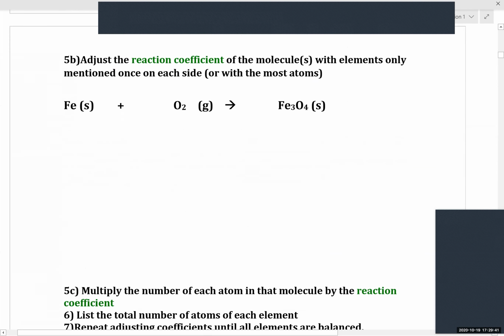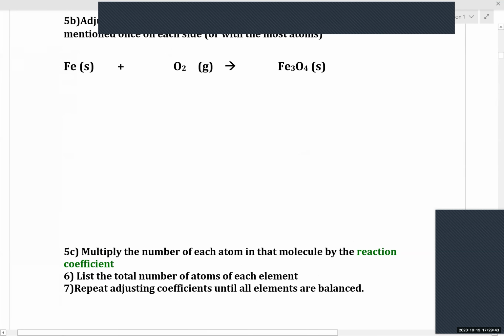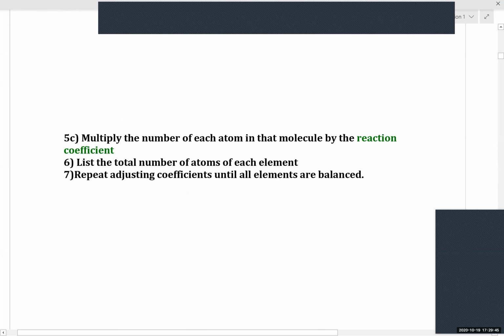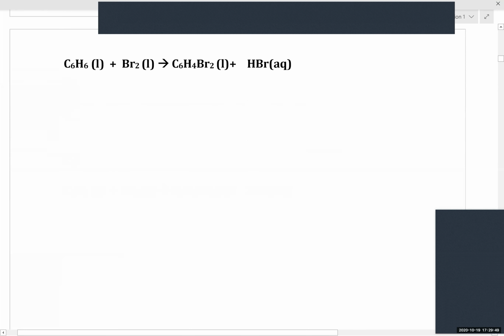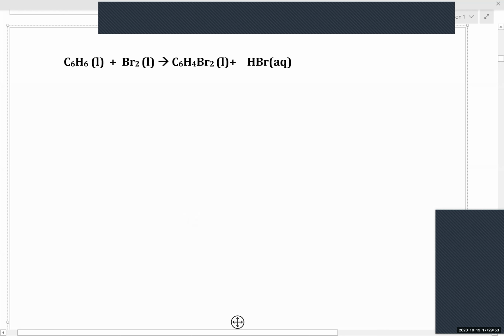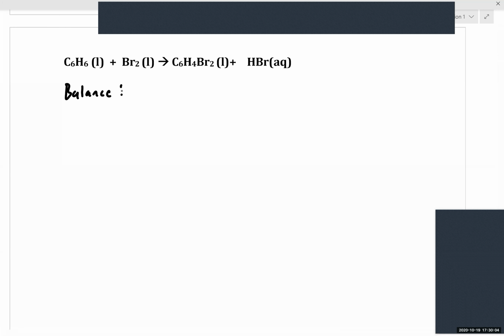So this next page was just an empty space, just in case we needed more space on this example. Let's now look at a new chemical equation. And what I would like us to do is balance this chemical equation. I'll give everyone in this class about 3 to 4 minutes to work on this balancing example.